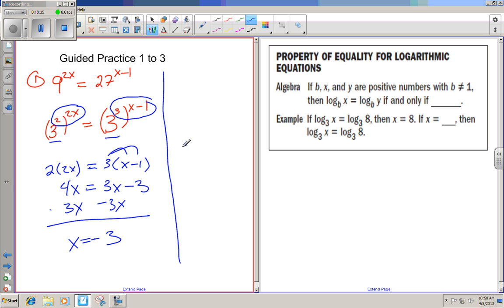Let's look at number 3 quickly. See if we can knock this one out. 81 to the 3 minus x power is equal to 1/3 to the 5x minus 6. Now, this has a fraction in it, right? You all see the fraction there.